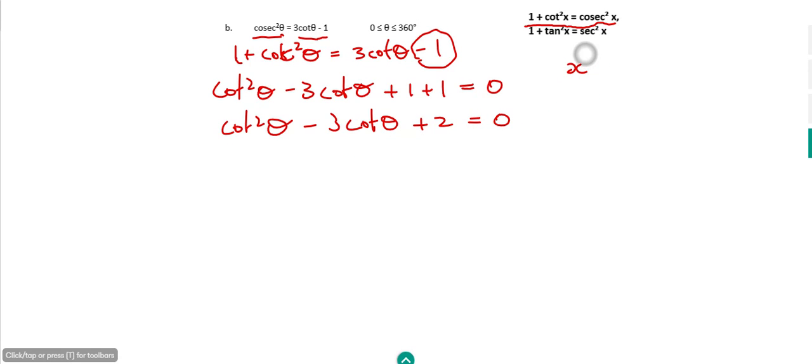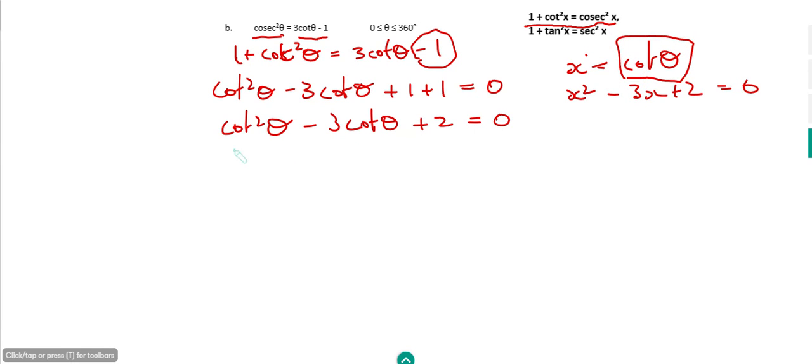And again, like the previous example, you could rewrite this in terms of x, so that it's quadratic. If you say x is equal to cot theta, then this would turn into x squared minus 3x plus 2 equals 0. And then you use the calculator to find values of x, which are then cot theta. I'm just going to factorize this one. So we're going to have cot theta at the start of each bracket. The two numbers have got to multiply to make positive 2. So I'm going to say it's going to be minus 2 and minus 1.